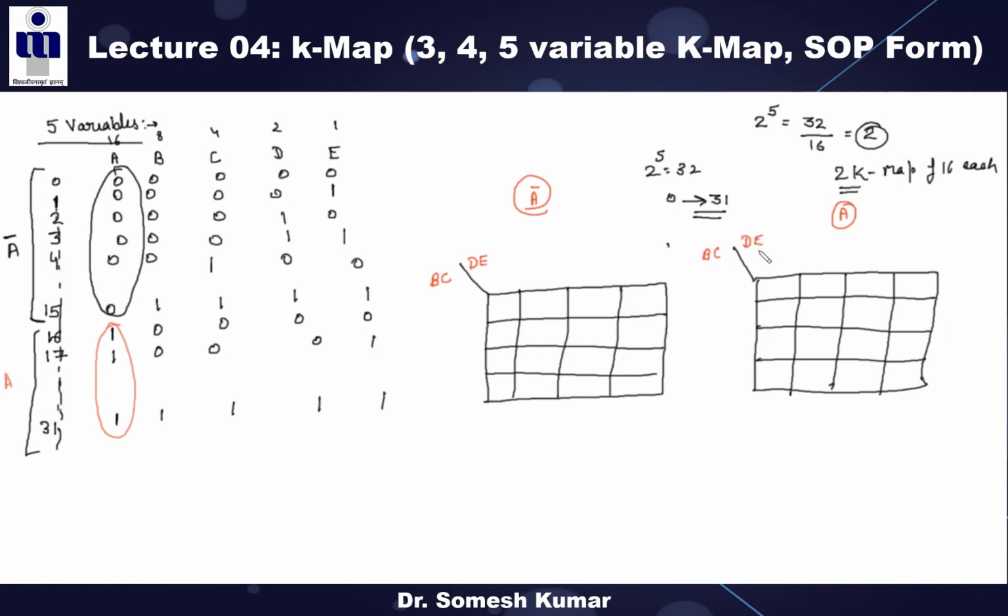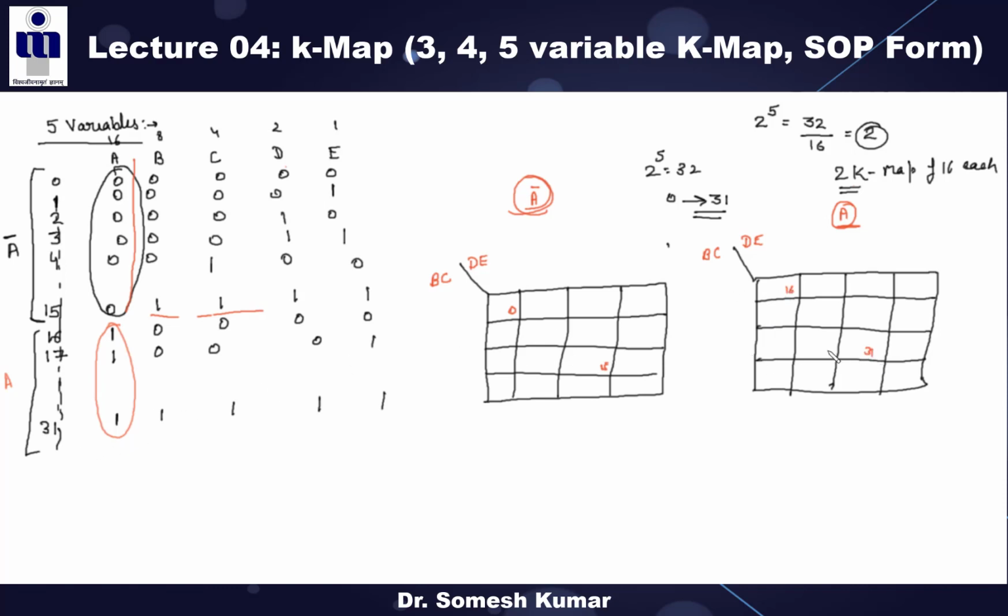Understand my point? I have taken 2 K-maps, because in 1 K-map how many cells? 16 cells, right? 0 to 16, right? So if we ignore A, then this B, C, D, E makes what? 4 variables, start from 0 to 15, this is what we are making, right? This is for the A bar. The second K-map, that is for the A, starts from the 16 to the what?